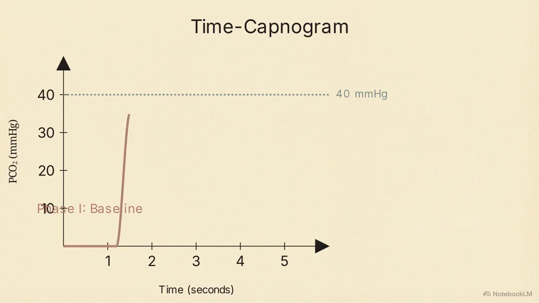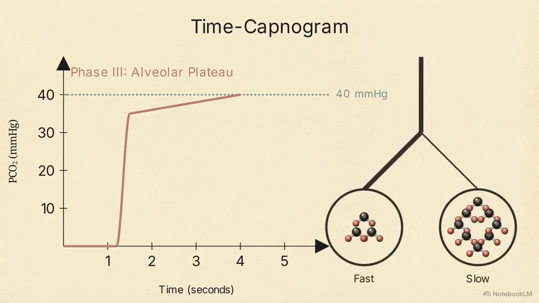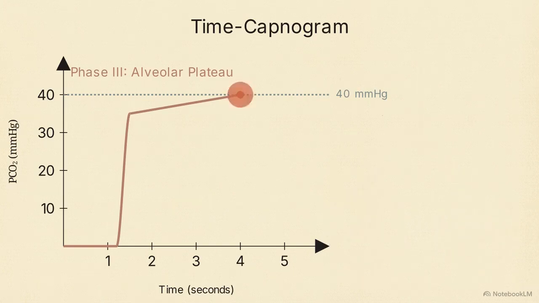As the breath continues, Phase 2 shows a rapid S-shaped rise. This is the point where gas from the alveoli reaches the sensor and mixes with the remaining dead space air. Phase 3 is the alveolar plateau. The graph levels off as pure alveolar gas passes the sensor. This plateau has a subtle upward tilt because different regions of the lung empty at different rates due to varying airway resistance. The highest point of this plateau, reached just before the next breath begins, is the end-tidal CO2 value.